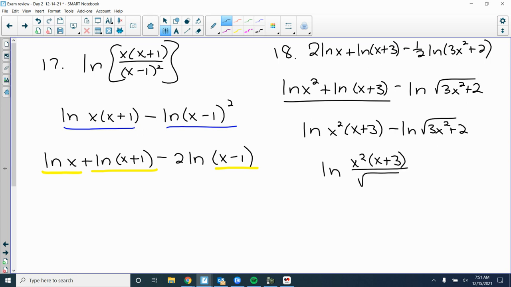And the square root goes on the bottom. 3x squared plus 2. So you're taking the natural log of the whole thing. Probably the biggest mistake is when people get here, they want to write it as the ln of the one over the ln of the other.